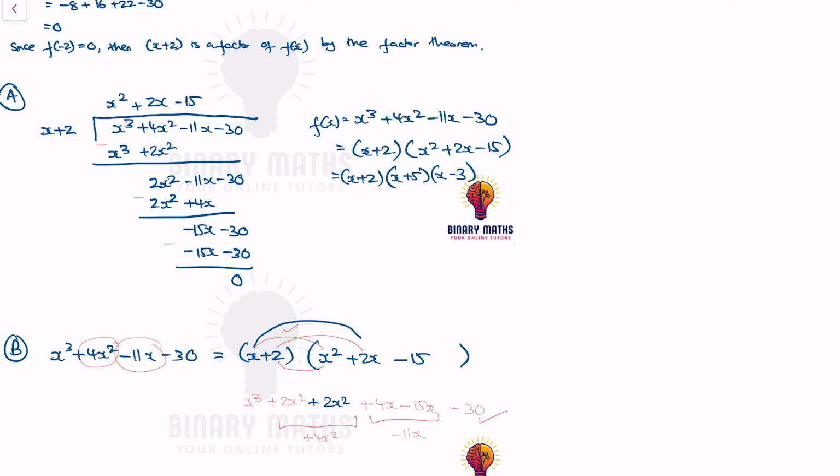Okay, so this method is inspection, where you look at what you have when you expand the bracket and then what you need to do to get the terms on the left-hand side. So I did get the minus 30, so it does work out. So the first method is by polynomial division. The second method is by inspection.